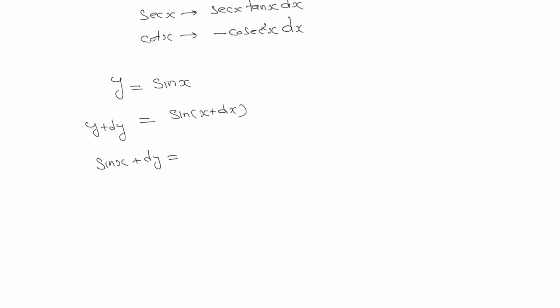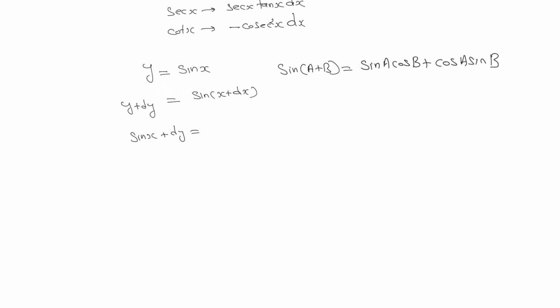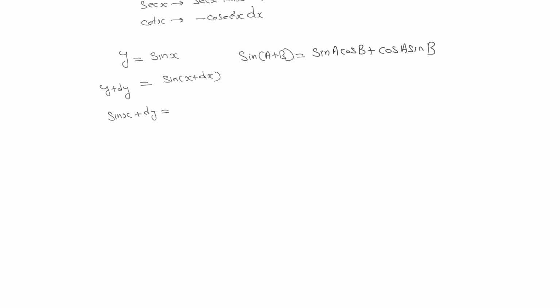So we require some trigonometric relation for it. Some students might be knowing it. Sine of a plus b, if you don't know, there is no problem, you learn in 12th class. Sine of a plus b is nothing but sine a cos b plus cos a sine b. By using that we can expand this. Sine of x plus dx can be written as sin x into cos dx plus cos x into sin dx.